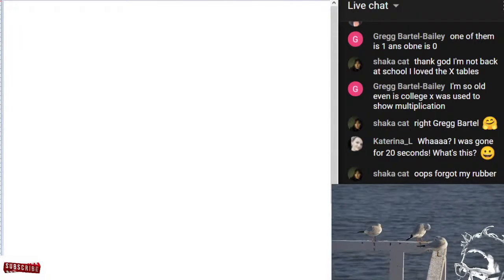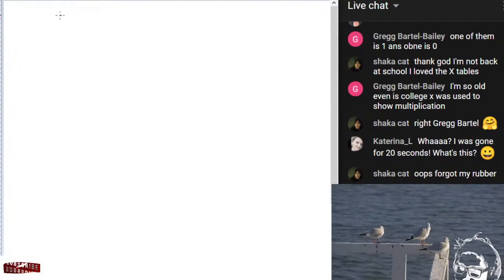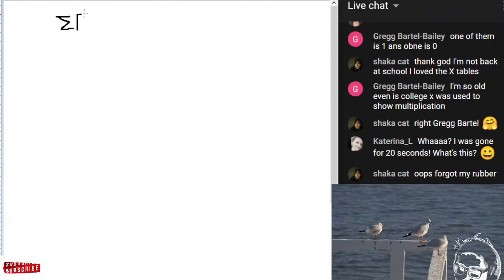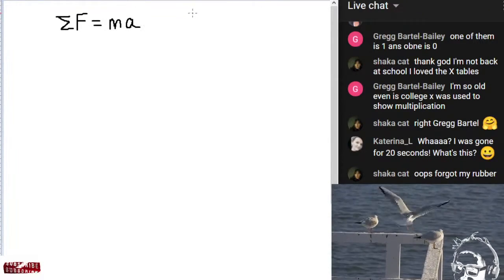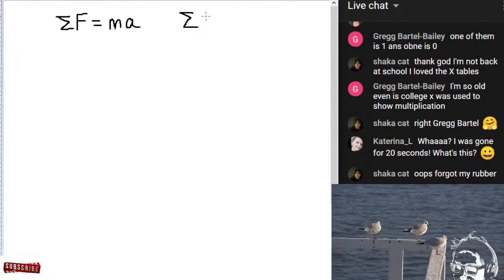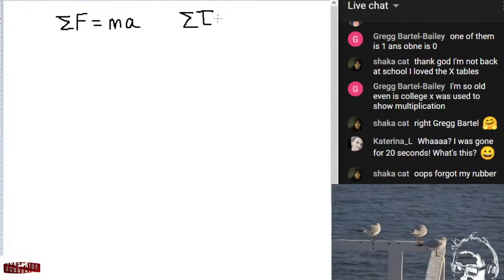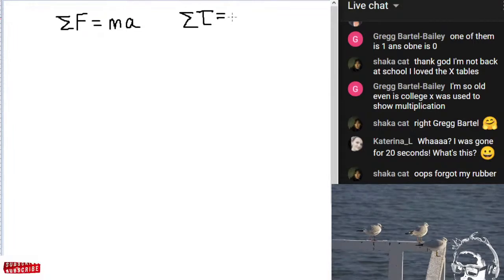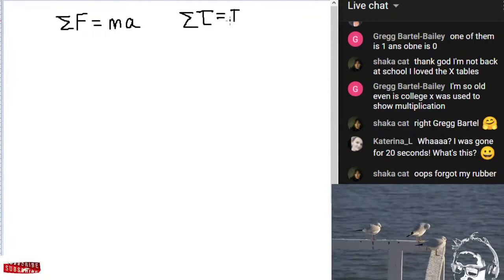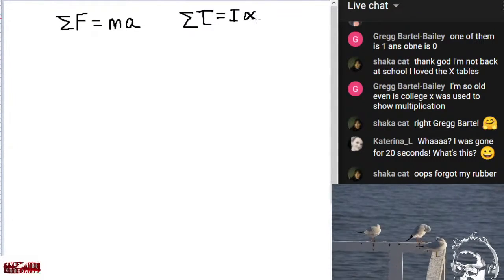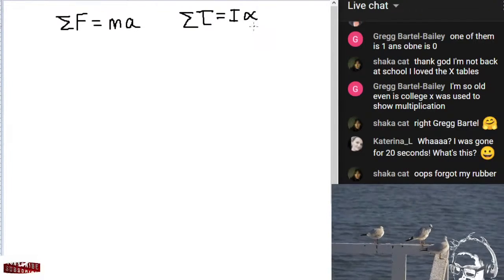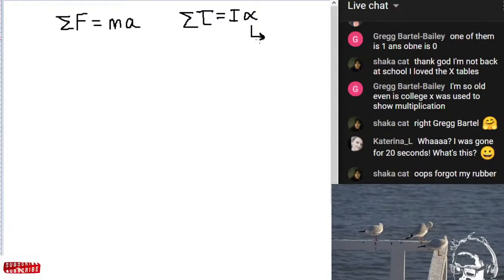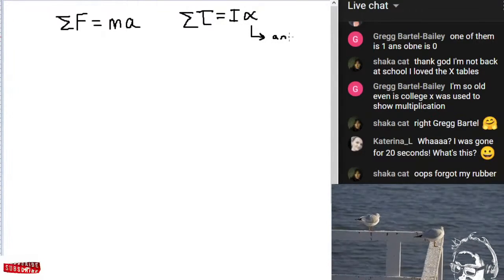Next thing is torque equals I alpha. Just like we have F equals ma, we have the exact same structure of equation, but torque now has to equal not m, I, and not a, but alpha. So you know what torque is. You should remember what alpha is, because this was what we covered with kinematics. It's angular acceleration.